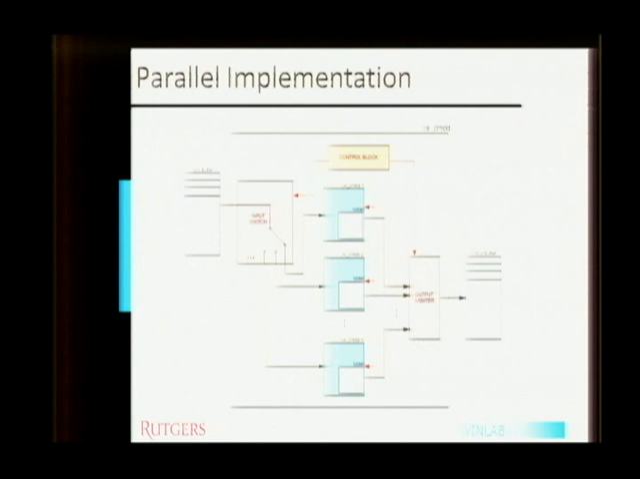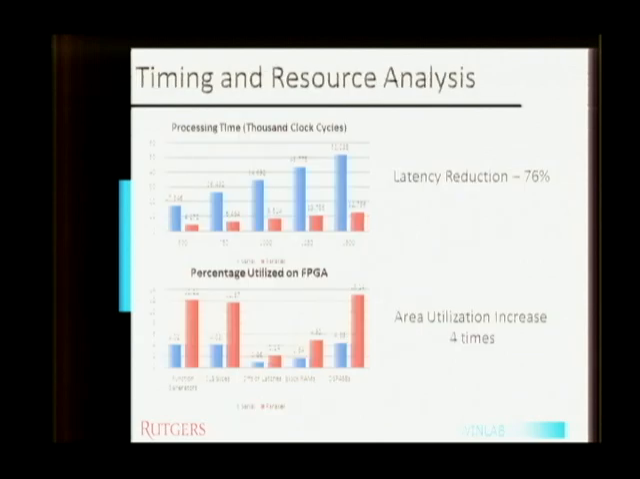A similar structure is there for the parallel implementation of the demodulator, where the input switch now continuously feeds the input buffer to the parallel demodulators. In this case, we see a very huge latency drop because we are now using 4 demodulators and we have eliminated 3 clock cycles for every bit. For example, in the 500 case, we have 17,000 clock cycles, which have dropped to 4,200 clock cycles. And we see a similar jump in the percentage utilized on the FPGA, where it almost increases 4 times.